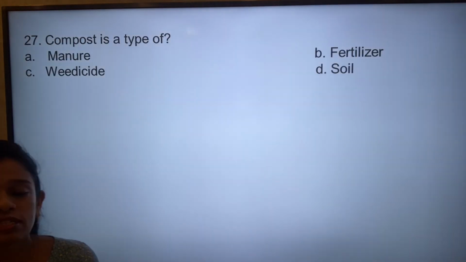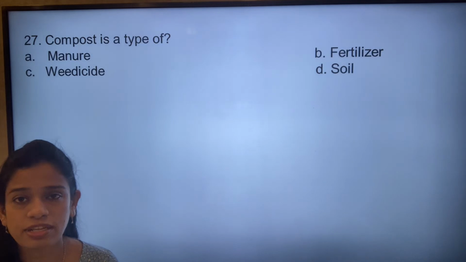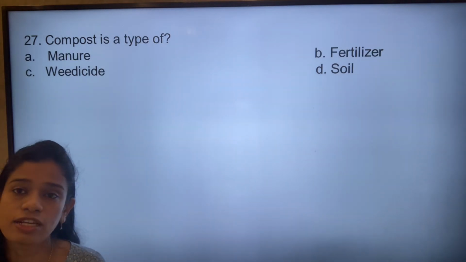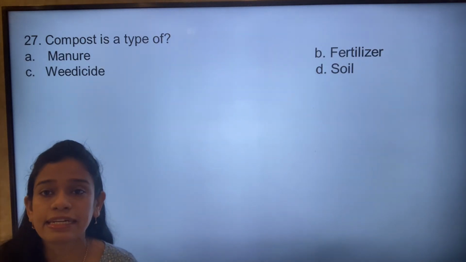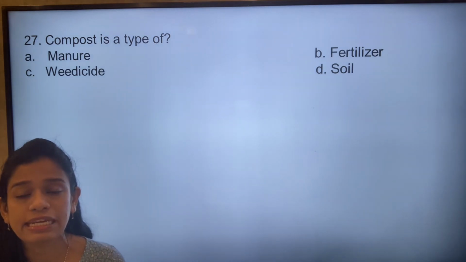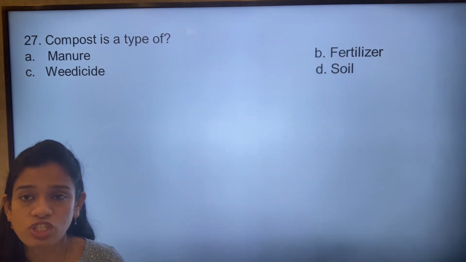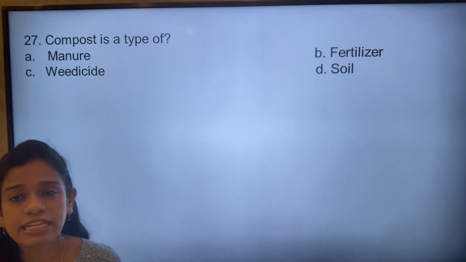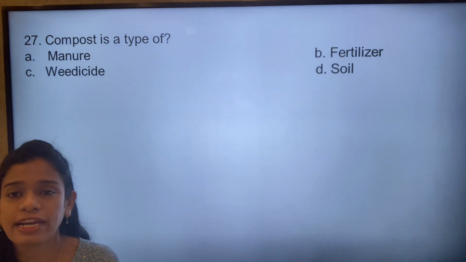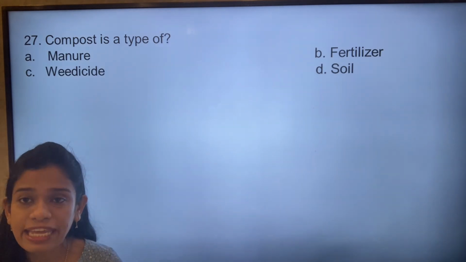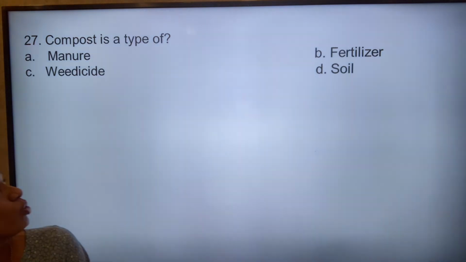The next question: compost is a type of fertilizer, manure, weedicide, or soil. So compost is a type of manure. It is a type of manure which is organic and natural. Fertilizer, on the other hand, is a man-made chemical substance. So it is option B.